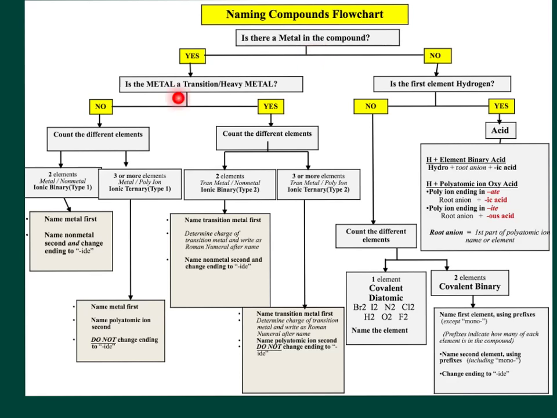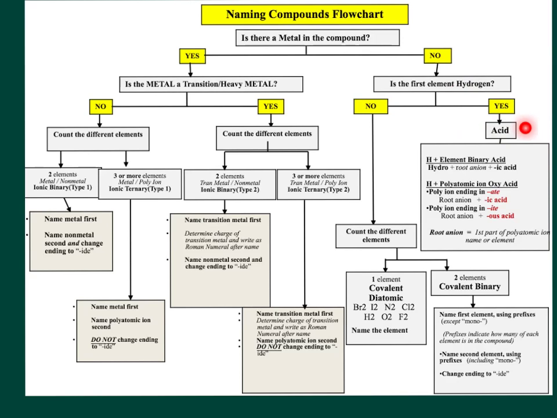If there's a metal, then you need to decide, is it a transition or is it a heavy metal? And we have two different types. We have a type 1 and we have a type 2. And we talked about that on our periodic table. If there is no metal, we need to decide whether or not there's hydrogen in the compound. If you have hydrogen, then what you have is an acid, and if there's no hydrogen, then what you're doing is naming a covalent binary compound.